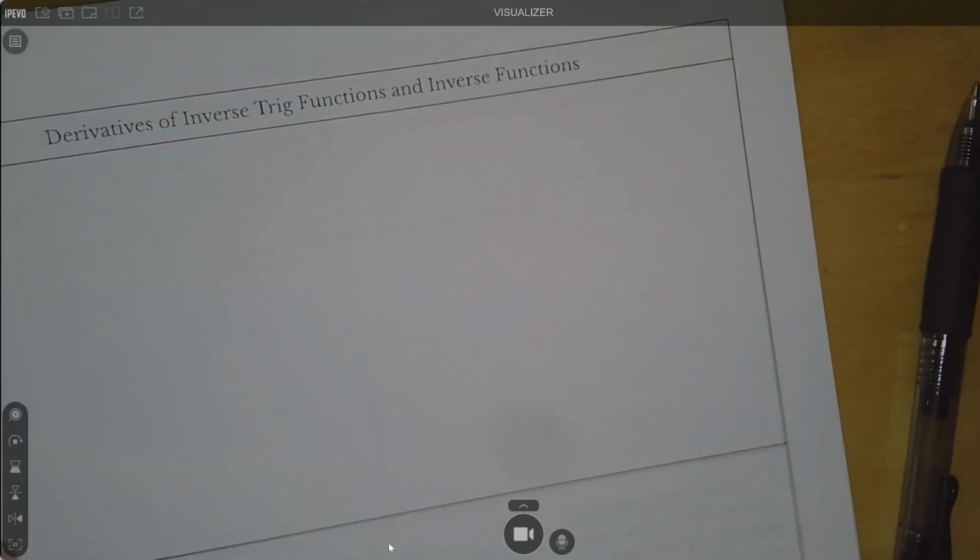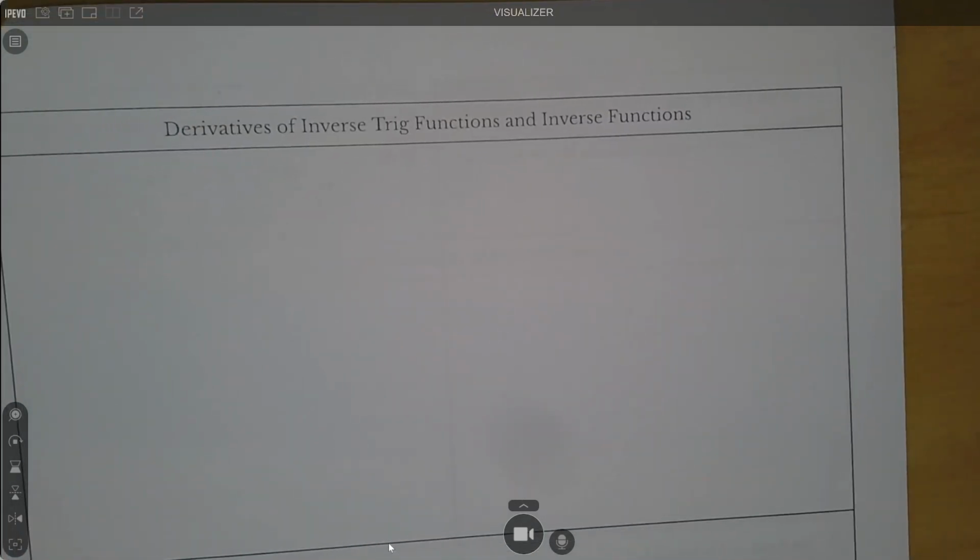Okay, this is the last of the videos for the expeditions. This is X.3, derivatives of inverse trig and inverse functions. This was in the last unit, and I did not have time to do it.